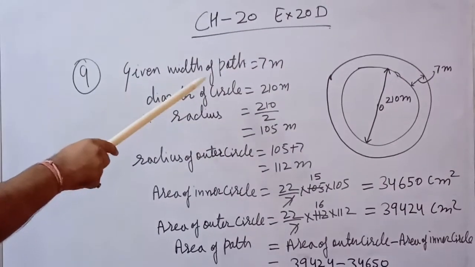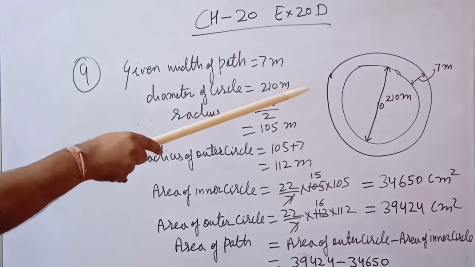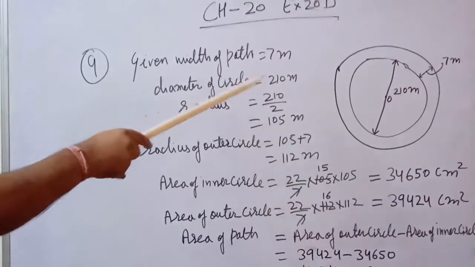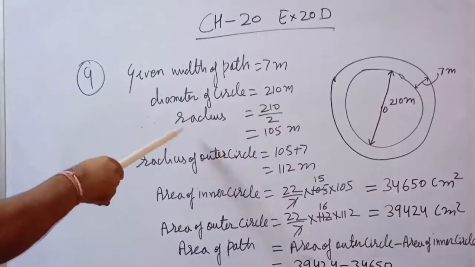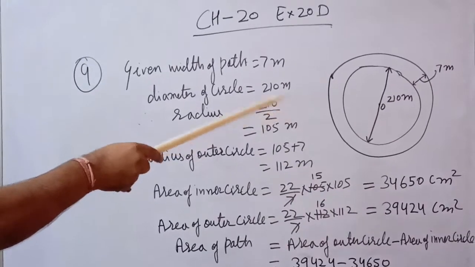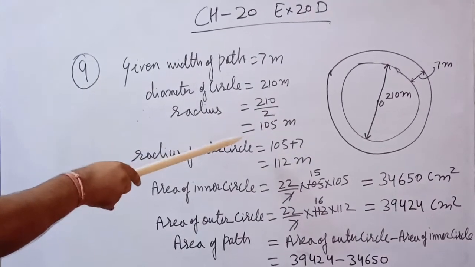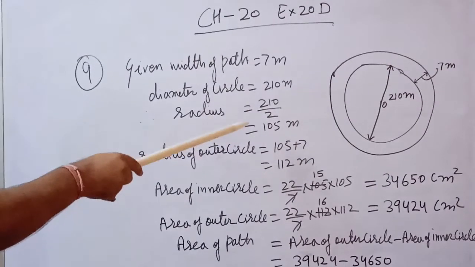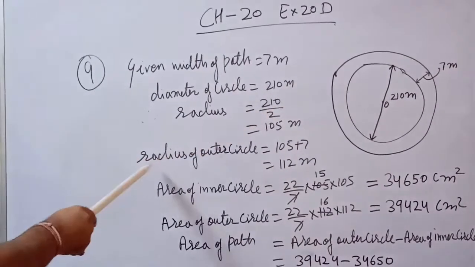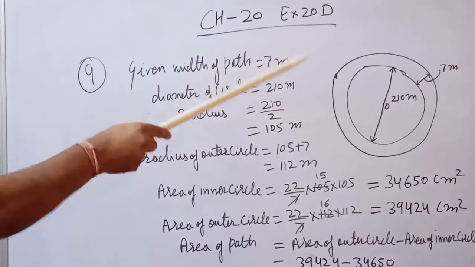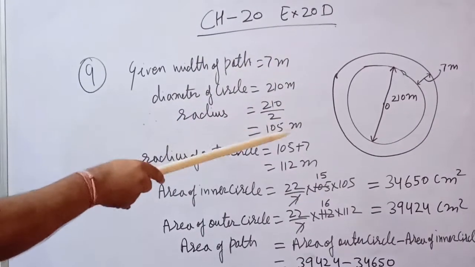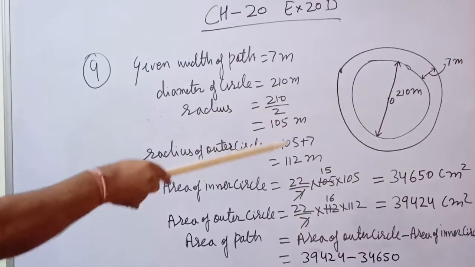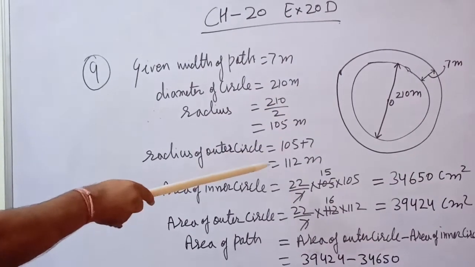So given, width of the path is 7 meter, I have shown in the figure, and diameter of the inner circle is 210. So the radius of the inner circle will be 210 upon 2, as radius is half of the diameter. So 210 upon 2, that is 105 meter. Now radius of the outer circle, the bigger circle, will be the radius of the inner circle plus the width of the path. So 105 plus 7, that is 112 meter.